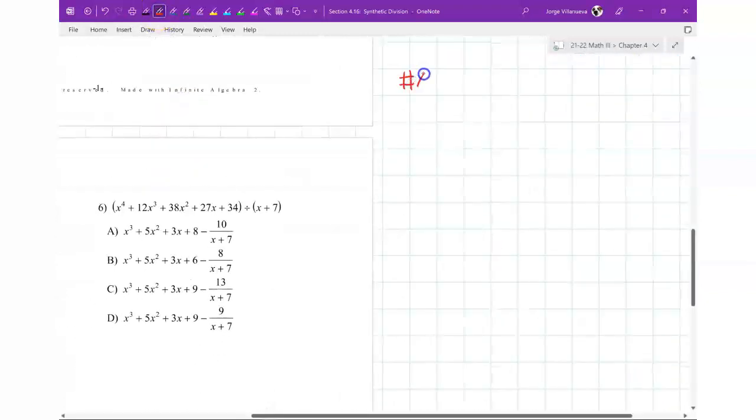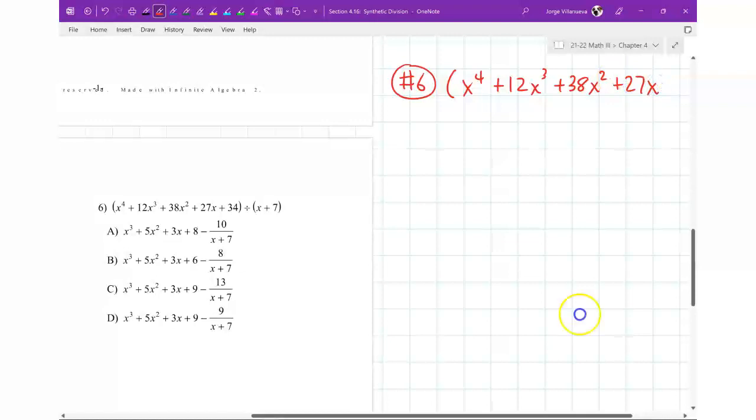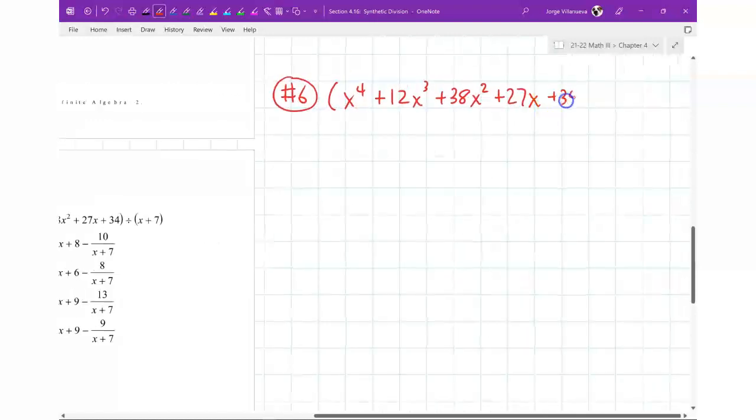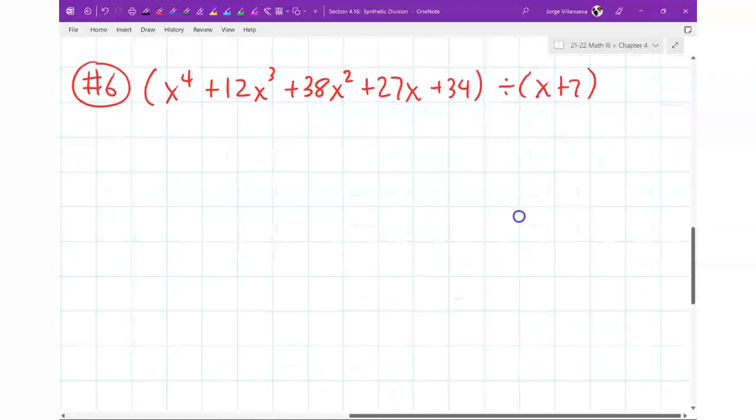So let me put it right here. x to the 4th plus 12x cubed. Now this would normally take you like 8 to 10 minutes to do using long division. Plus 34 divided by x plus 7. Okay, so there's number 6.